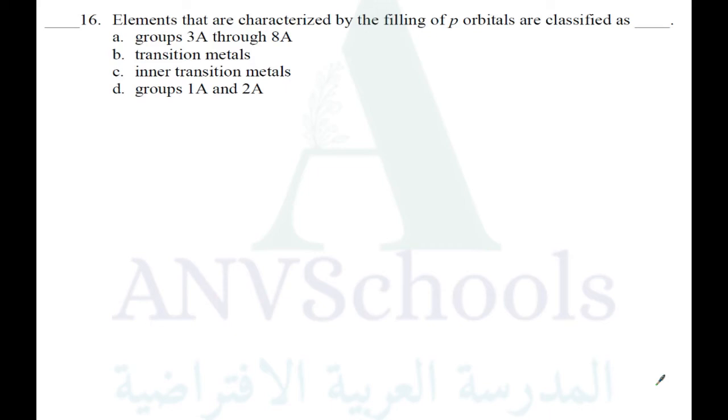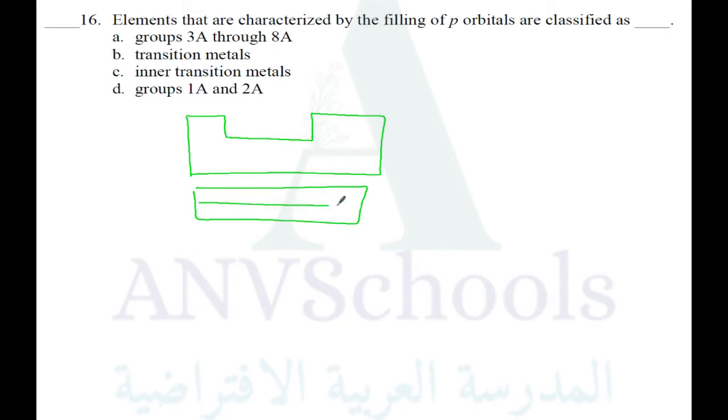Elements that are characterized by the filling of p orbitals are classified as group 3A through group 8A, transition metals, inner transition metals, group 1A and group 2A. Again, we have to have the periodic table. The rough sketch of the periodic table will help us to visualize and answer this question easily. According to this, in the A form, this is group 1A, this is group 2A, and this is 3A, 4A, then here is 8A.